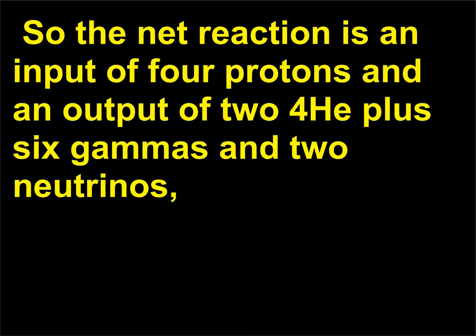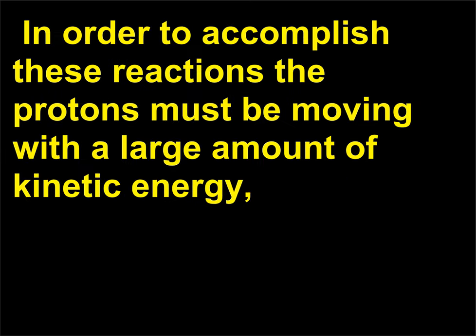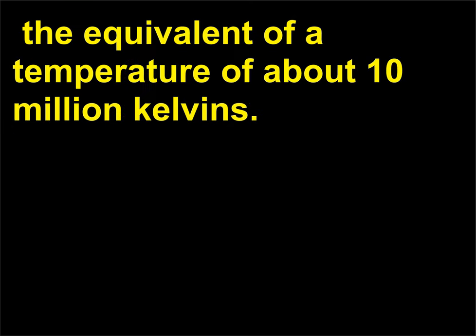So the net reaction is an input of four protons and an output of two 4He plus six gammas and two neutrinos, as well as a lot of energy due to the loss of 0.7% of the mass of the protons. In order to accomplish these reactions, the protons must be moving with a large amount of kinetic energy, the equivalent of a temperature of about 10 million kelvins.